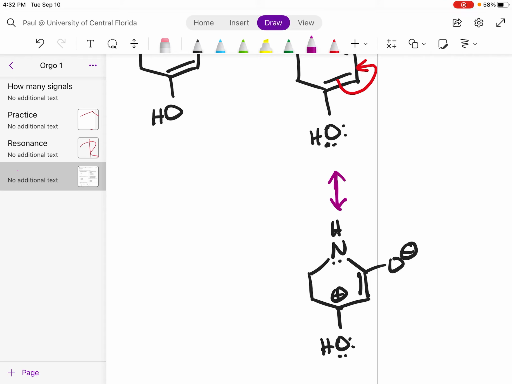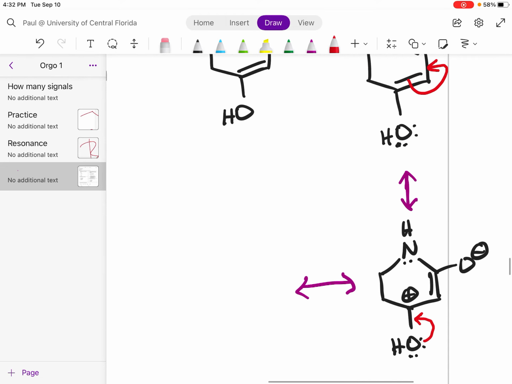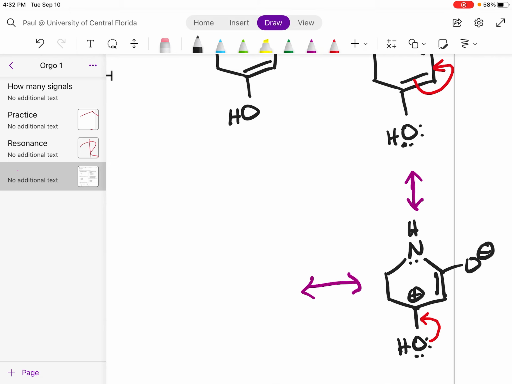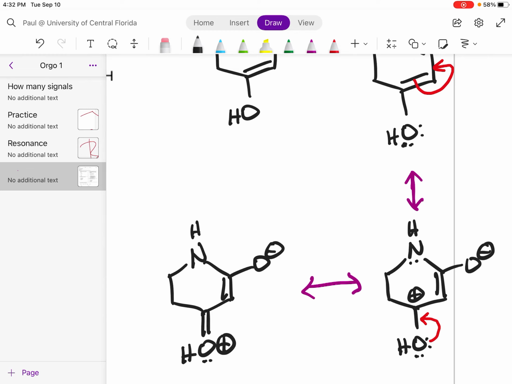And then could we draw another resonance structure? We have a carbocation adjacent to some lone pairs. So those could come down. Double bond, O minus. And that would be positively charged like that. Okay, so that's doing it stepwise.